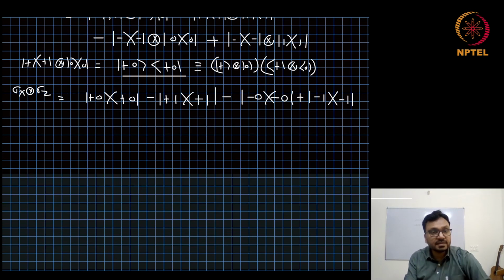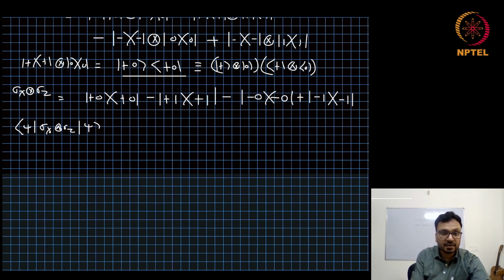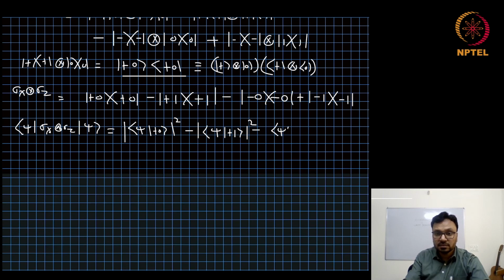The expectation value of sigma x tensor sigma z for a pure state psi is psi, sigma x tensor sigma z, psi. That will be mod square of psi plus 0, minus mod square of psi plus 1, minus mod square of psi minus 0, plus mod square of psi minus 1.